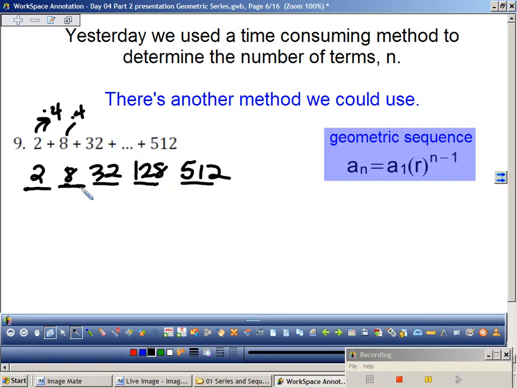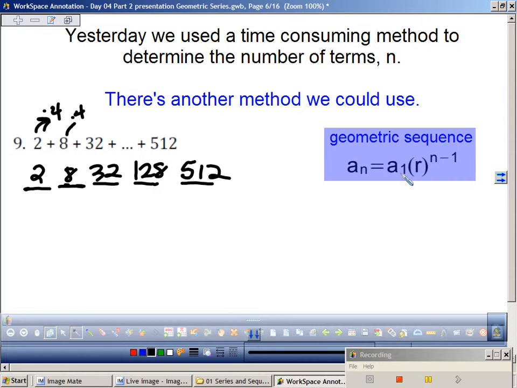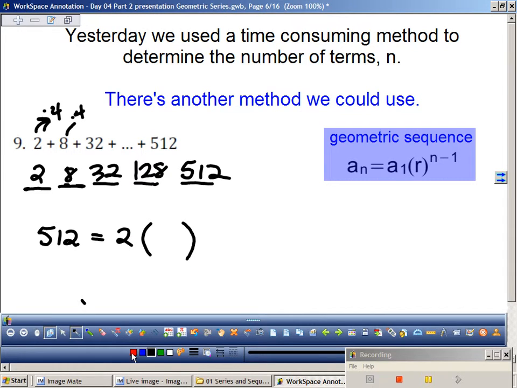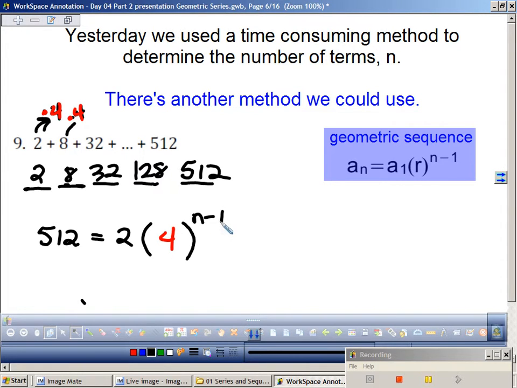Okay. So my different approach is I'm going to use this geometric sequence to find R. So I know what A sub n is. It's 512. And I know what A sub 1 is. It's 2. And we found our R. It's 4. So now I just need to figure out what n is.